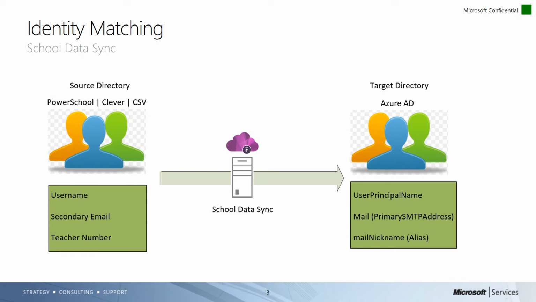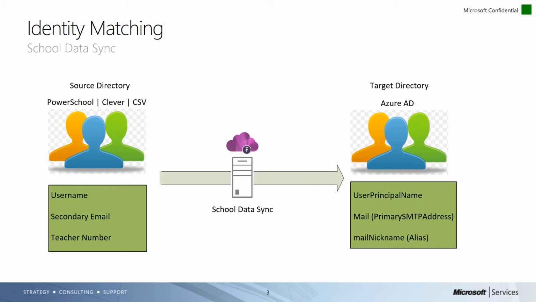Synchronizing with existing users requires a bit more planning. We need to tell SDS how to match a student and teacher in the source to the corresponding user in the target. SDS gives us a few different options and attributes we can use to make this match. We have 3 attributes in the source to use for matching and 3 attributes in the target to use for matching. On the source side, we can choose from username, secondary email, and teacher number, or student number when we're matching students. And on the target side, we can choose between user principal name, mail, and mail nickname.